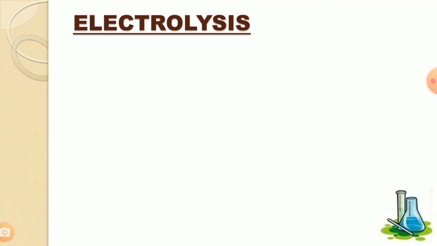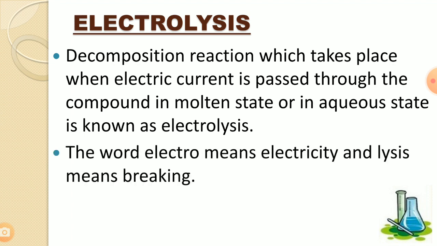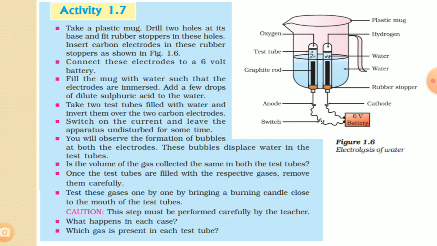Now we have the next type, electrolysis. Decomposition reaction which takes place when electric current is passed through the compound in molten state or in aqueous state is known as electrolysis. The word electro means electricity and lysis means breaking. So this activity 1.7 is showing electrolysis of water.